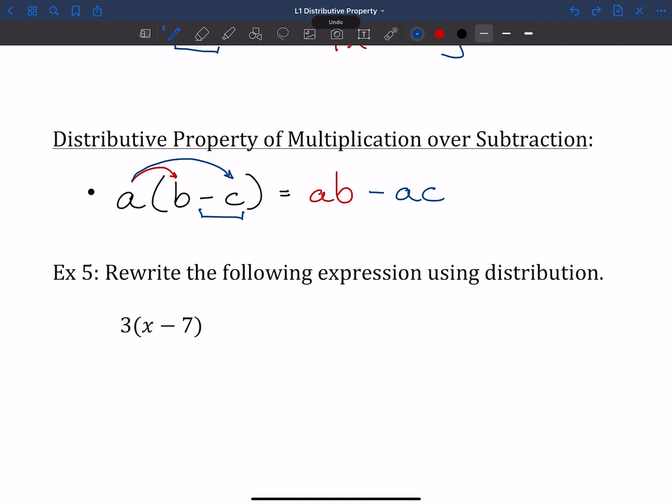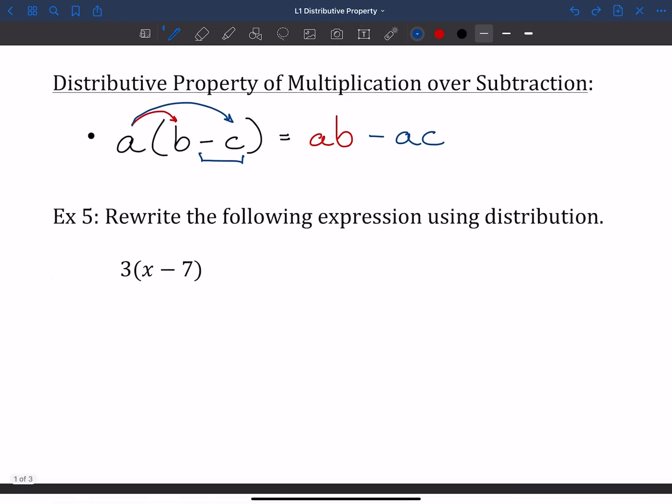All right, so let's try some of these out. The first ones aren't going to be too bad, pretty similar to the ones we were doing earlier. 3 times x is 3x. Then we move on to 3 times, and again, I'm going to think about it as negative 7. 3 times negative 7 is negative 21. That's all we can get to. I can't combine the x's with the 21, so we're done.